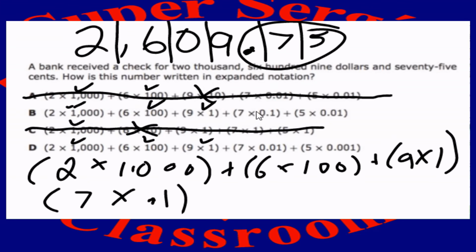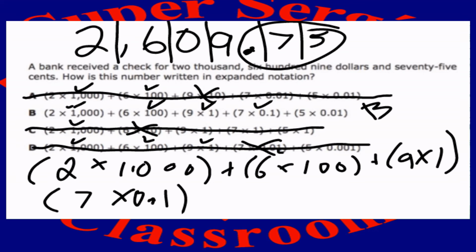So let's go to B. 7 times 0.1. And now they put a placeholder in front of their decimal. So let's go ahead and do that as well, right? Yep, that matches up. Now let's go to D. 7 times 0.01. That 1 is in the hundredths place, and our 5 is in the hundredths place. So that is incorrect. So I go ahead and cross out D, and B is my answer. Process of elimination. Now I am 100% sure I got this problem right.